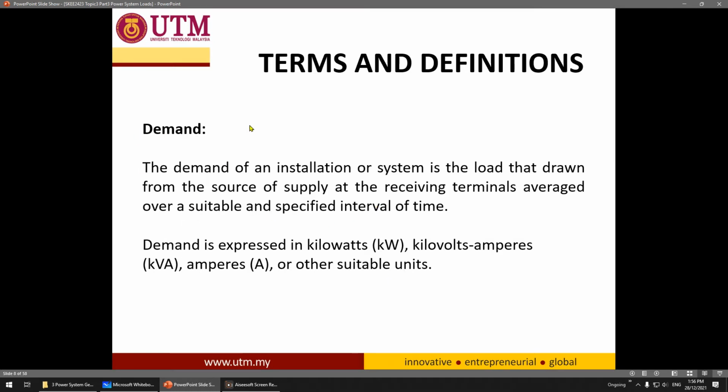Next is demand. You need to know the term demand. Demand of the installation or system is the load drawn from the source of supply at the receiving terminals, averaged over a suitable and specific interval of time. So this is just the power needed by the load. It's usually expressed in kilowatts, or sometimes kVA, or also amperes. So demand is basically what the load is right now.